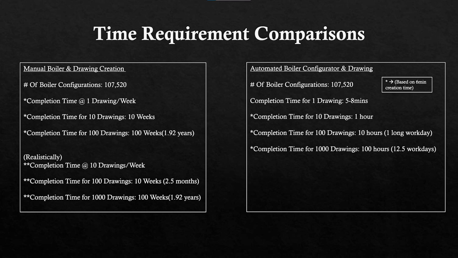since a lot of the 3D models are going to be the same. You're not going to be redoing everything. You're going to be changing 1 or 2 components. But still, even at that pace, at 10 drawings a week, it's still going to take you 2.5 months to get 100 drawings done. Now, if we hop over to the right side, same number of configurations, 107,520 different configurations.